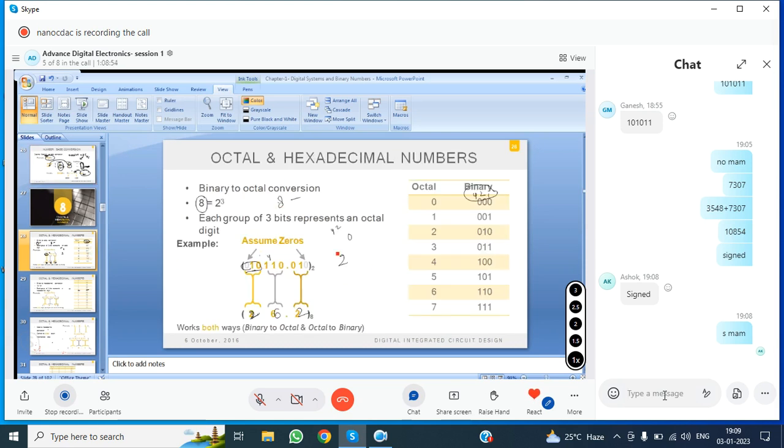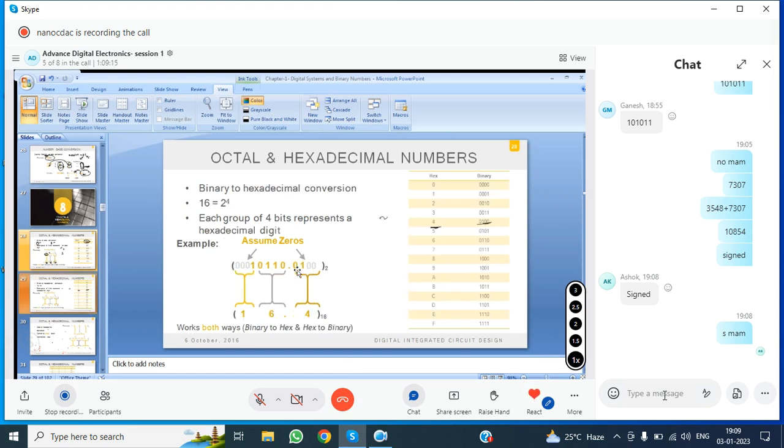Conversions we have seen yesterday, and in today's class we have discussed octal to hexadecimal conversion. Octal means grouping in three. You should append zeros and then group in four. Then your number will become a hexadecimal number.